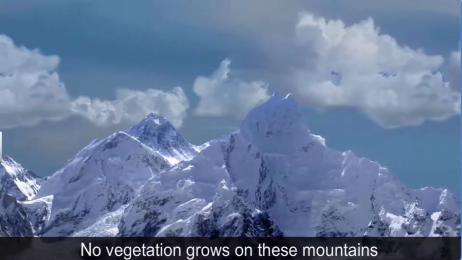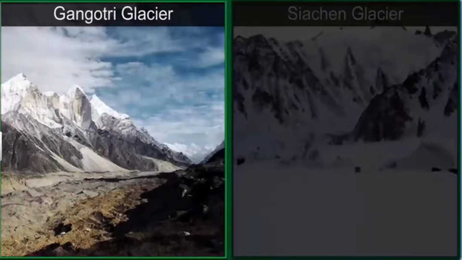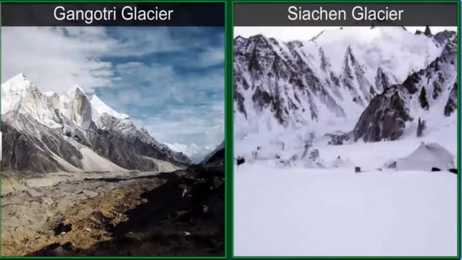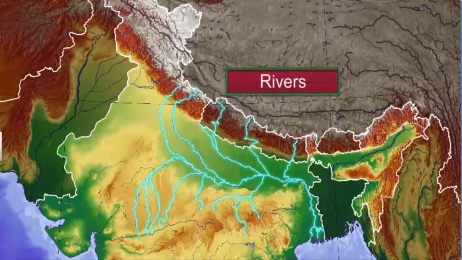However, several glaciers such as the Gangotri and the Yamunotri originate from this range. These glaciers feed rivers that form the source of water for a large part of the population.